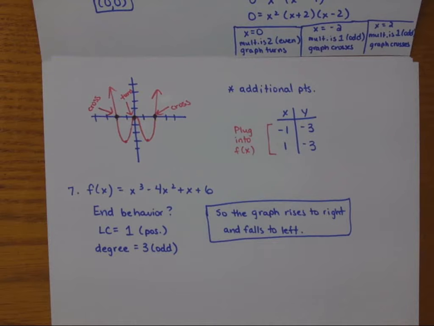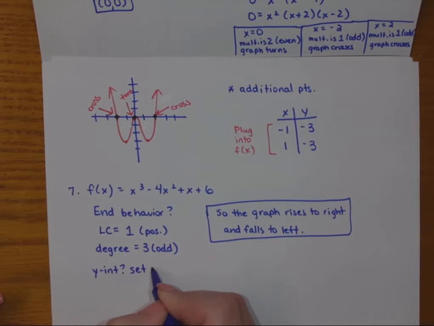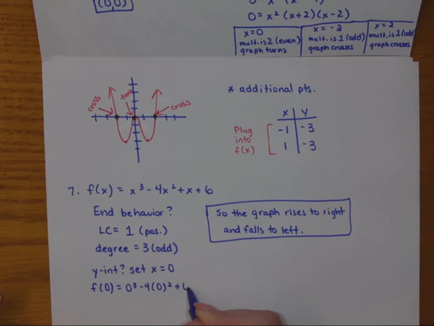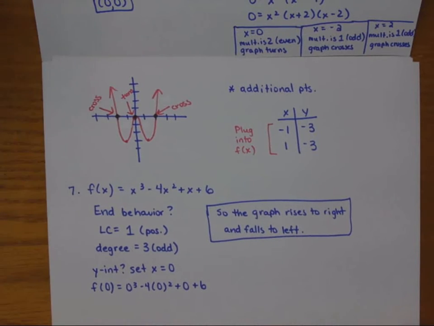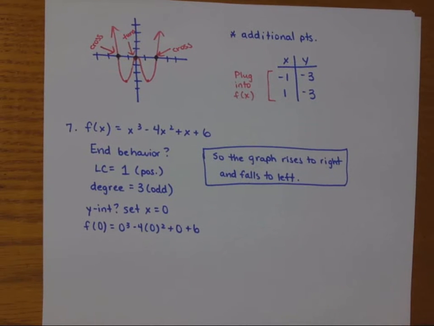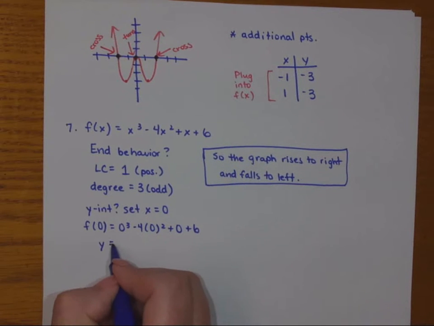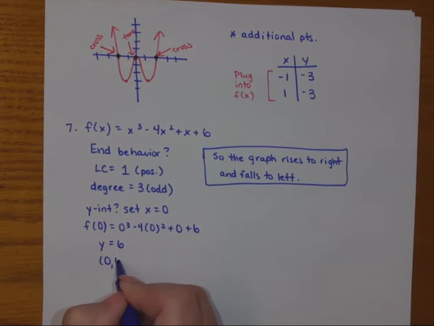For the y-intercept, we're going to set x equal to 0. So we're going to find f of 0. So we get 0 cubed minus 4 times 0 squared plus 0 plus 6. So you end up just getting y equals 6, or the point (0, 6). So I'm going to circle that.